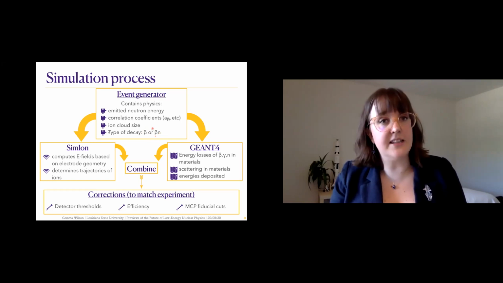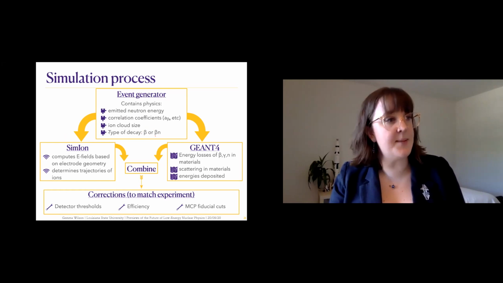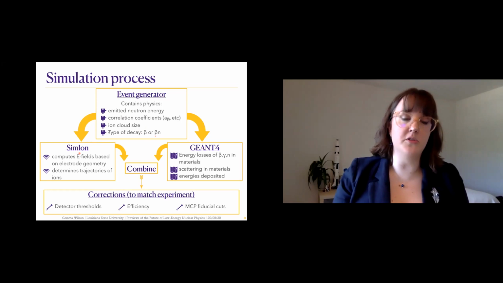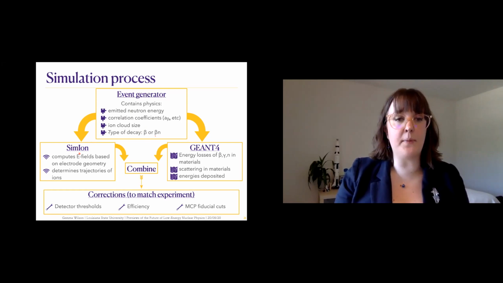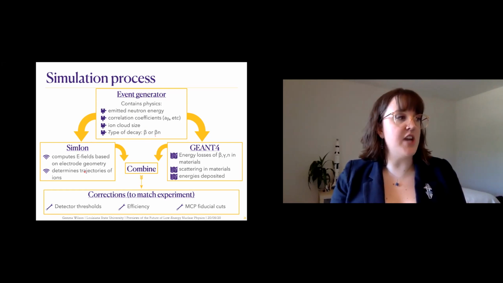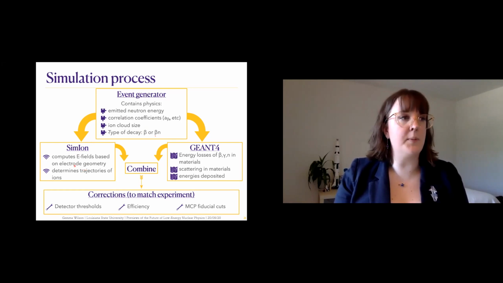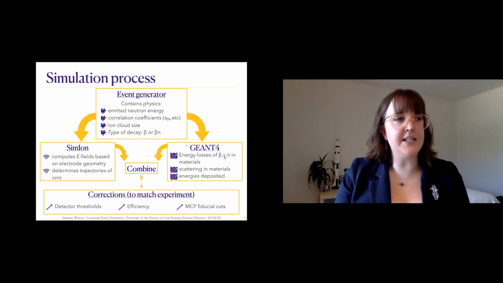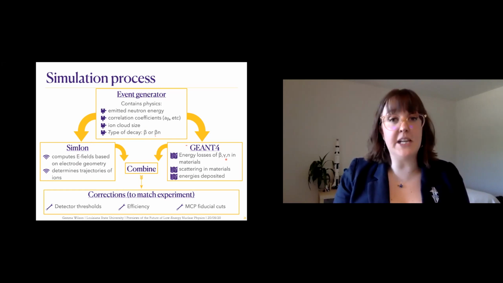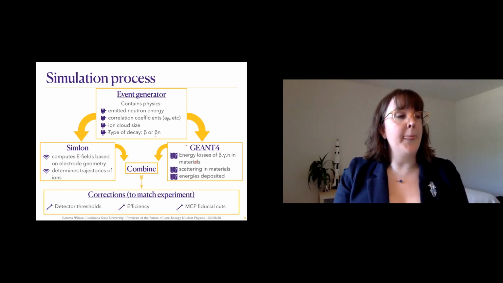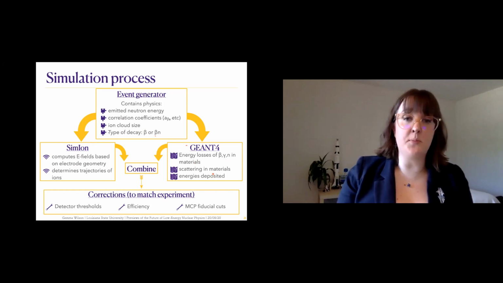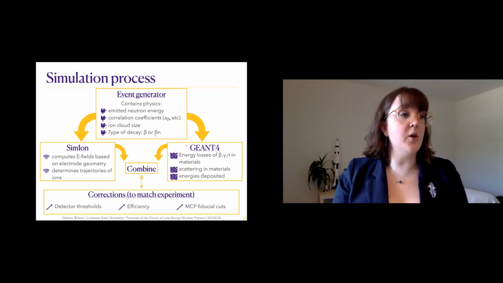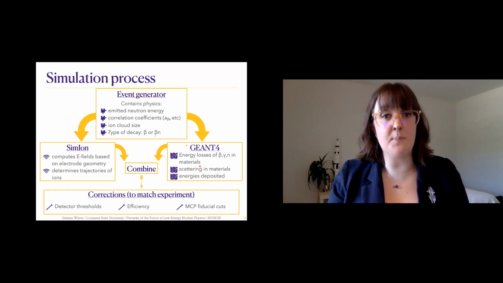This event generator then feeds into two programs, SimIon and Geom4. SimIon computes the electric fields based on the geometry of the electrodes inside the trap, and it also determines the trajectories of any ions that move within the trap. Whereas Geom4 will calculate energy losses of the betas, the gammas, and the neutrons in all the materials in the trap, not just the detectors. It also gives you an idea of the energies deposited within the active volumes of the detectors, and it will simulate scattering inside materials.